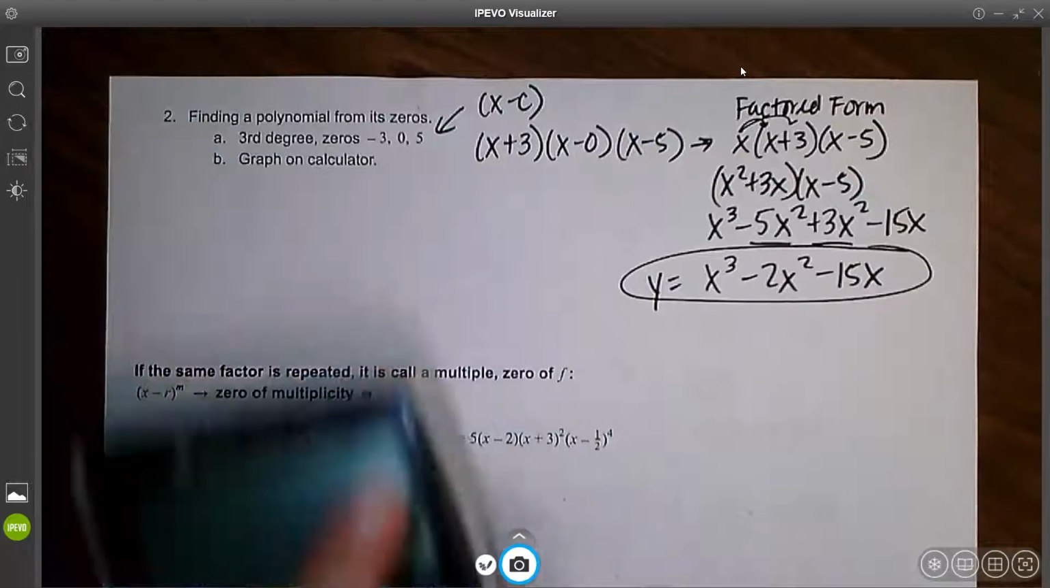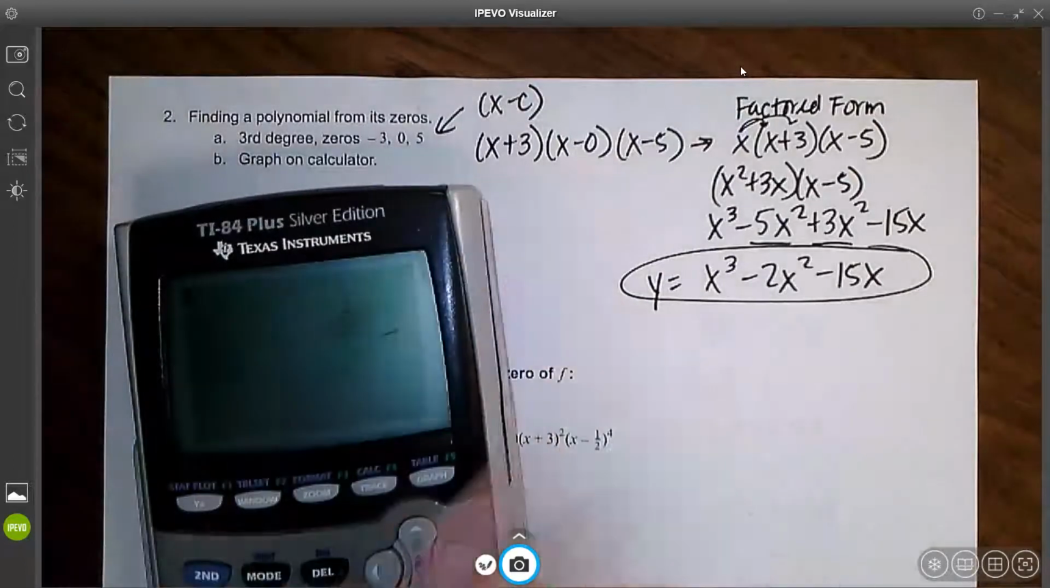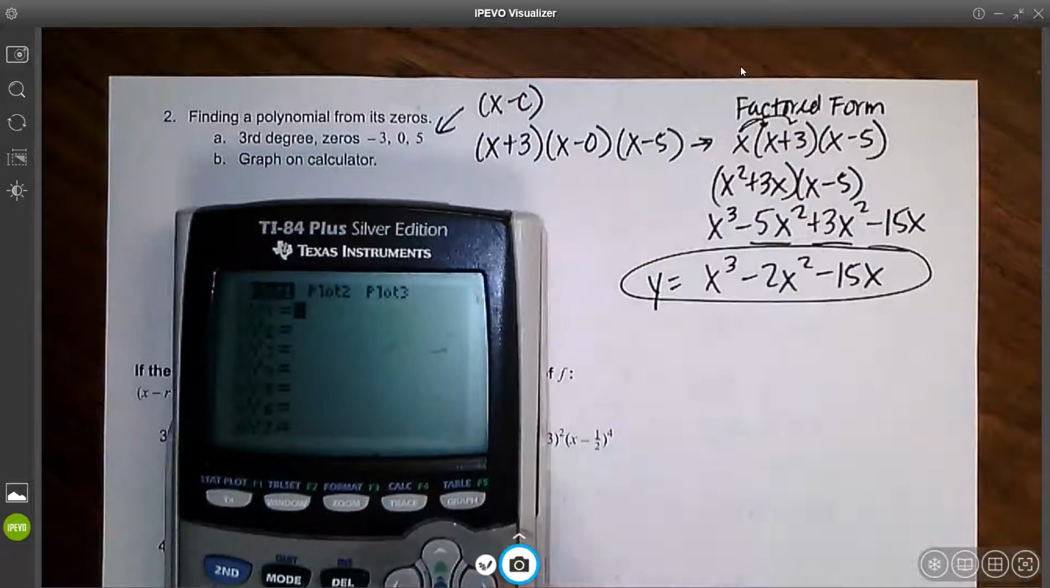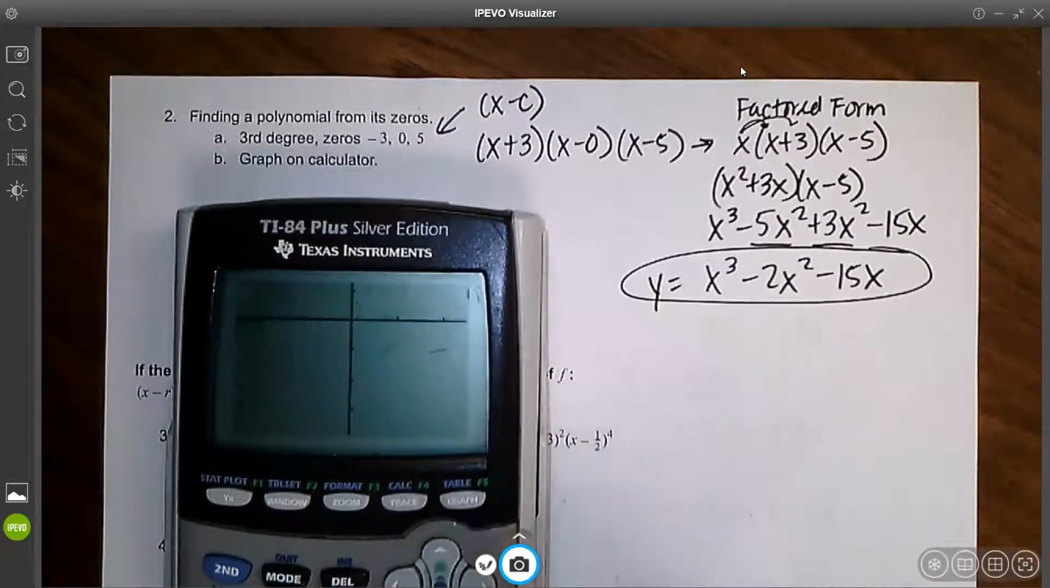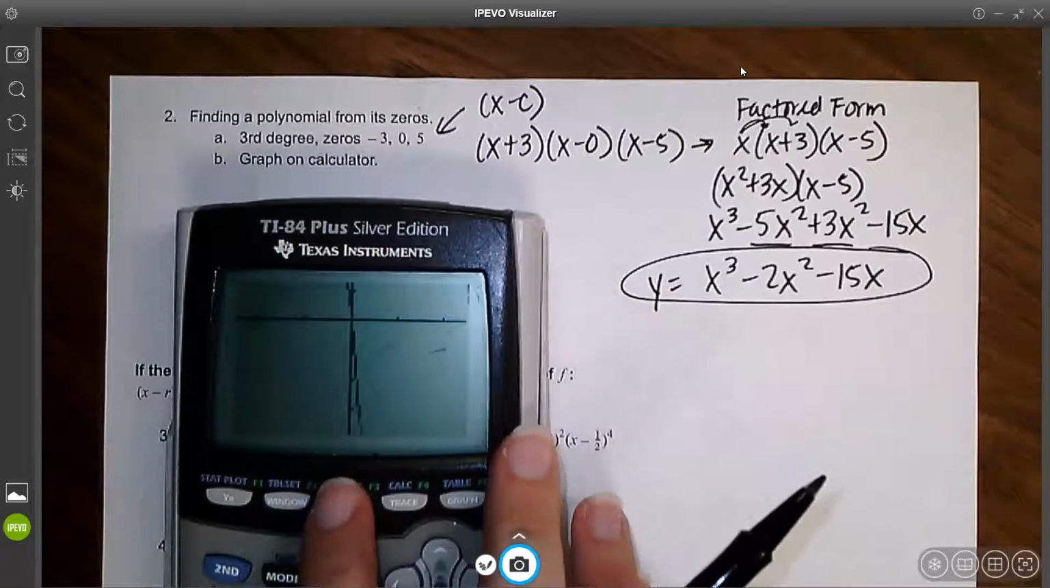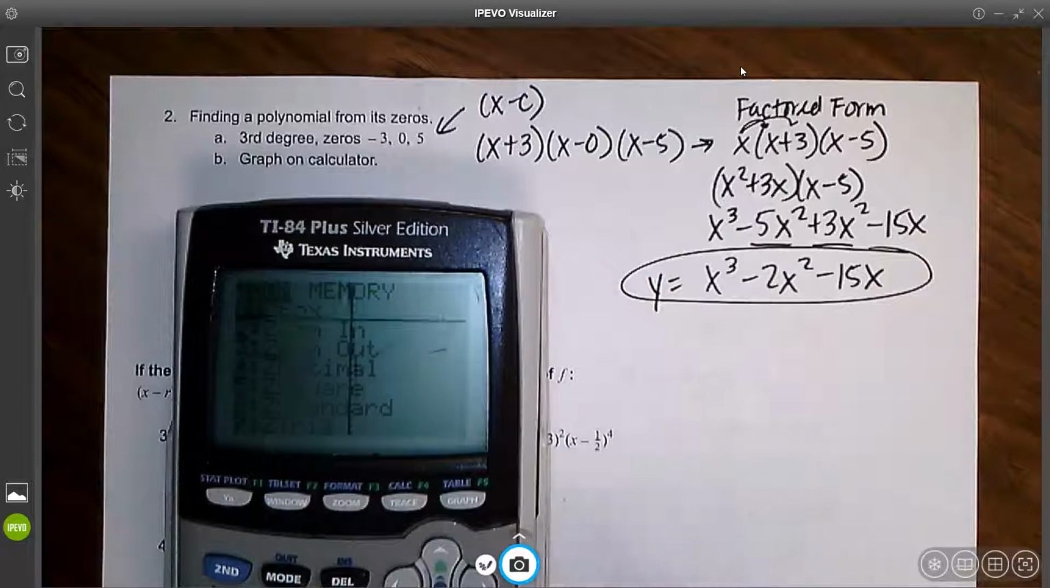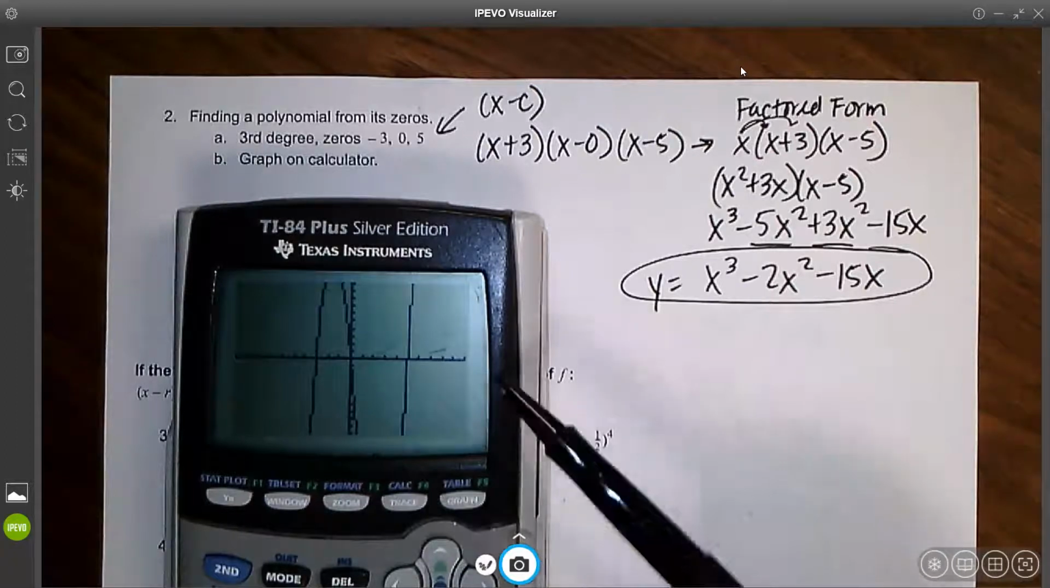Then it wants you to graph it on the calculator. This is a good way to just kind of check your zeros and make sure that you've done it all correctly. So x cubed minus 2x squared minus 15x. Oops, sorry. I should have an x-intercept at -3, at 0, and at 5, and I do.